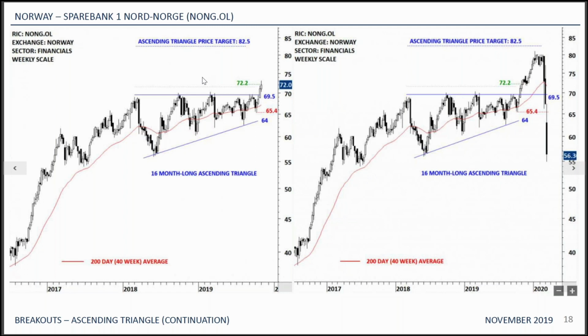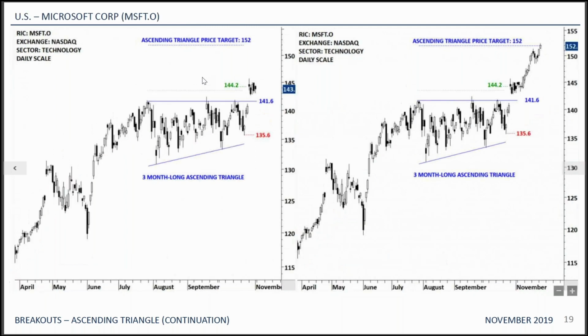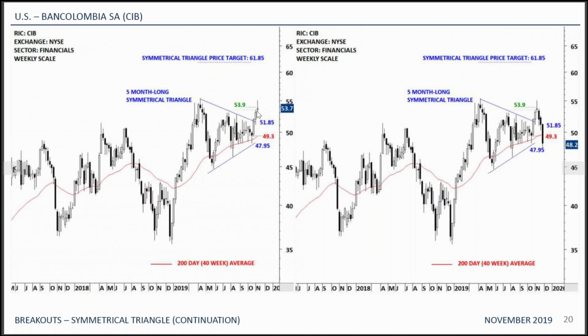So why would we want to have an immediate resistance following the breakout? In the symmetrical triangle, the immediate resistances are the minor highs. In this case, the stock, Bancolombia, found resistance at the minor high. This was a perfect 5-month long symmetrical triangle that found support above the 200-day moving average. Every time it came back, it found support at the 200-day moving average.